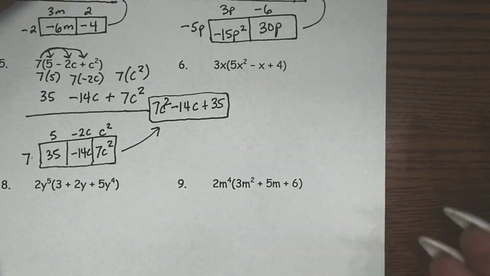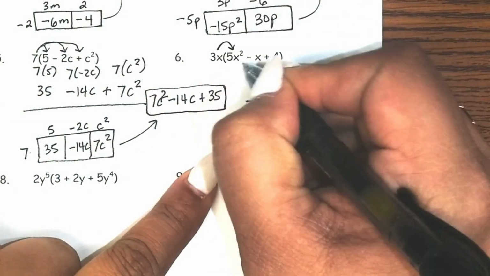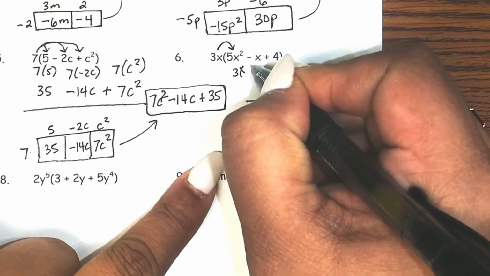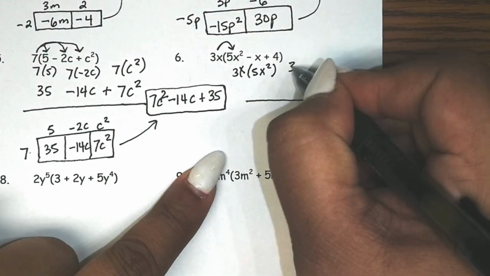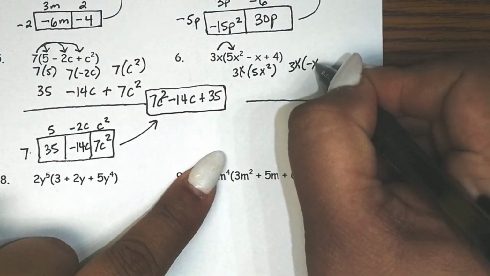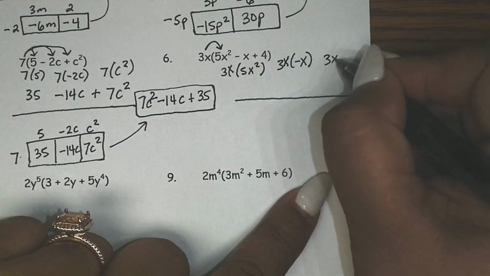Number 6. 3x times 5x squared, 3x times negative x, and 3x times 4.